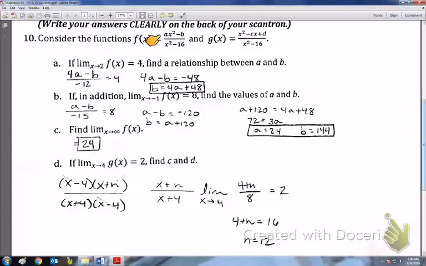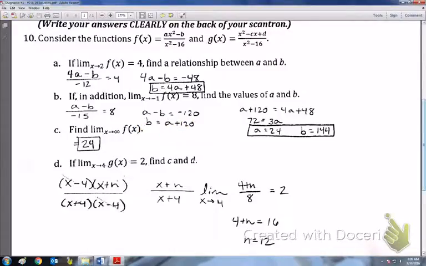We plug in negative 1 to this function again. So A times negative 1 is negative A, and then minus B. If you plug in negative 1 to the bottom, you get negative 1 squared minus 16, that's negative 15, and that equals 8. And then notice again I solved for B, so I just isolated B by itself.